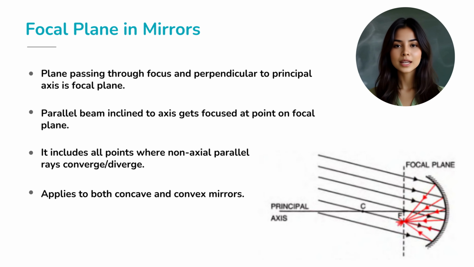Now here's a slightly advanced idea, the focal plane. Not all rays are perfectly parallel to the axis. Some come in at a tilt, inclined to it. When a tilted parallel beam hits the mirror, it doesn't meet at the axis. Instead, all those rays meet at a point in a plane that passes through the focus and is perpendicular to the axis. That entire plane is called the focal plane. So imagine the focus as the star of the show and the focal plane as the stage on which many off-axis rays get their spotlight.